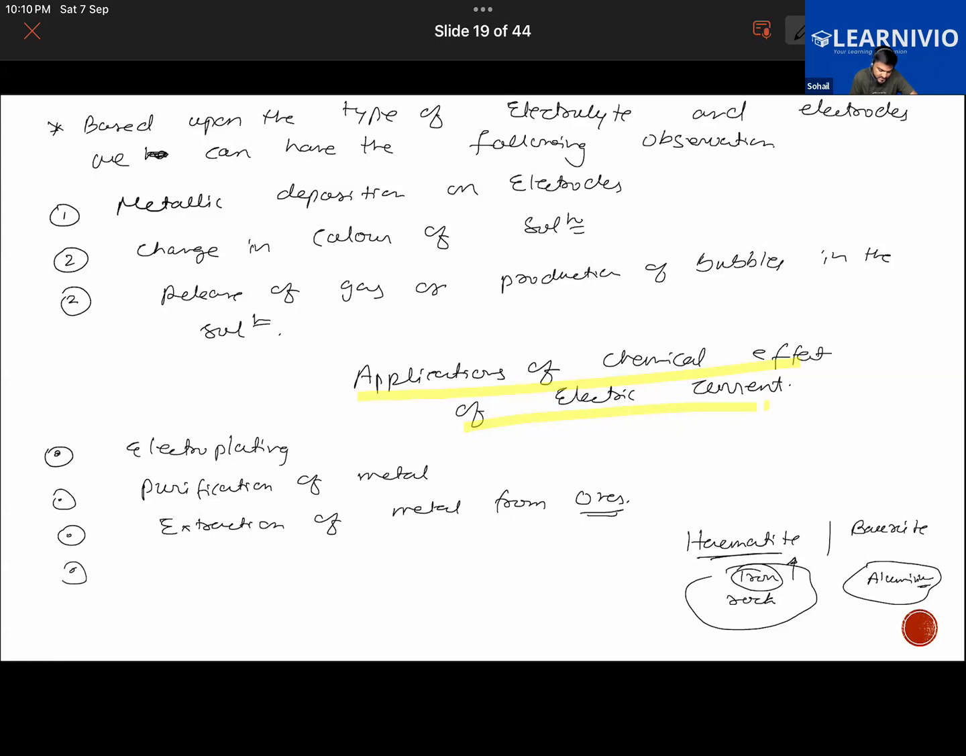One more thing was here, that we can decompose some compound also. We can break down a compound, like water can be broken down. Getting it now? Water can be broken down. So decomposition of compound.